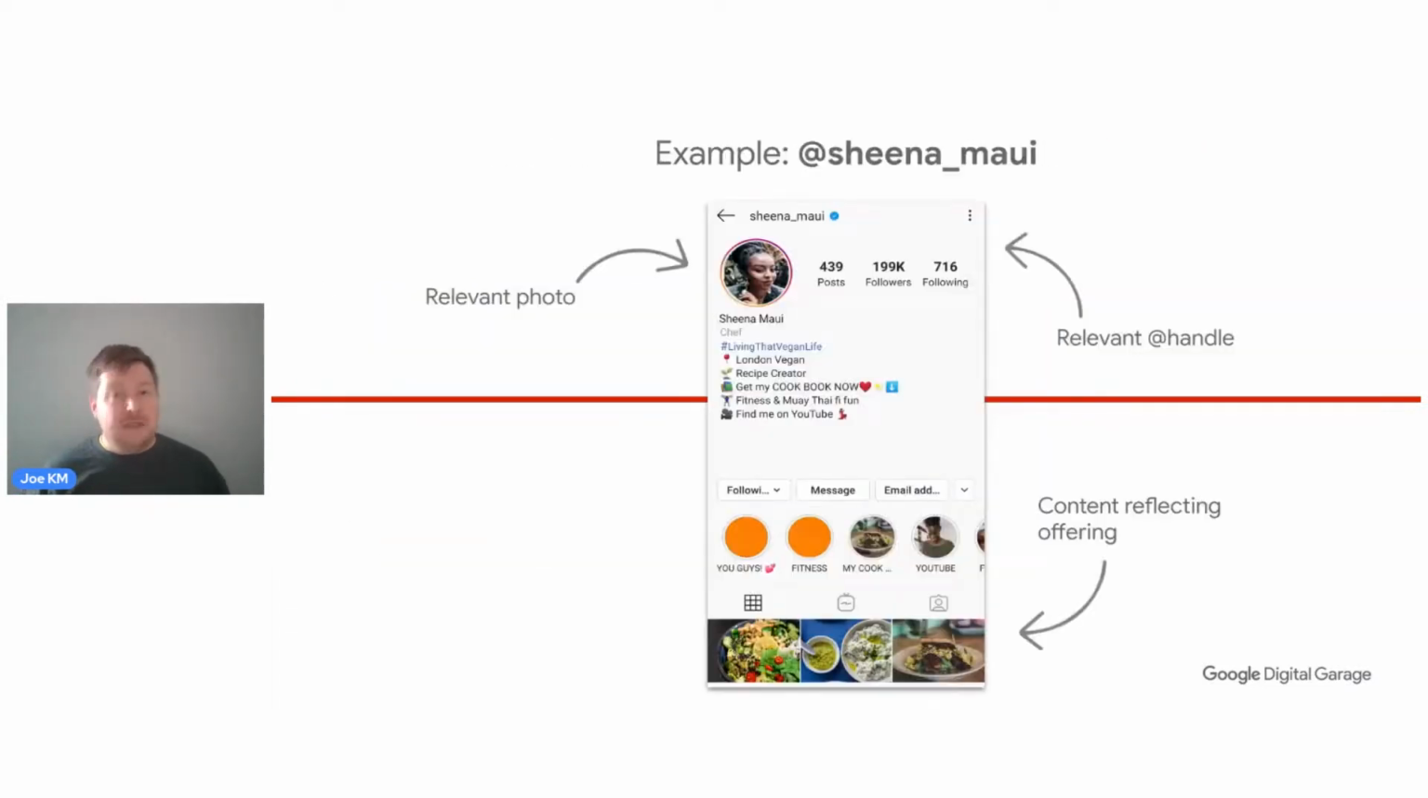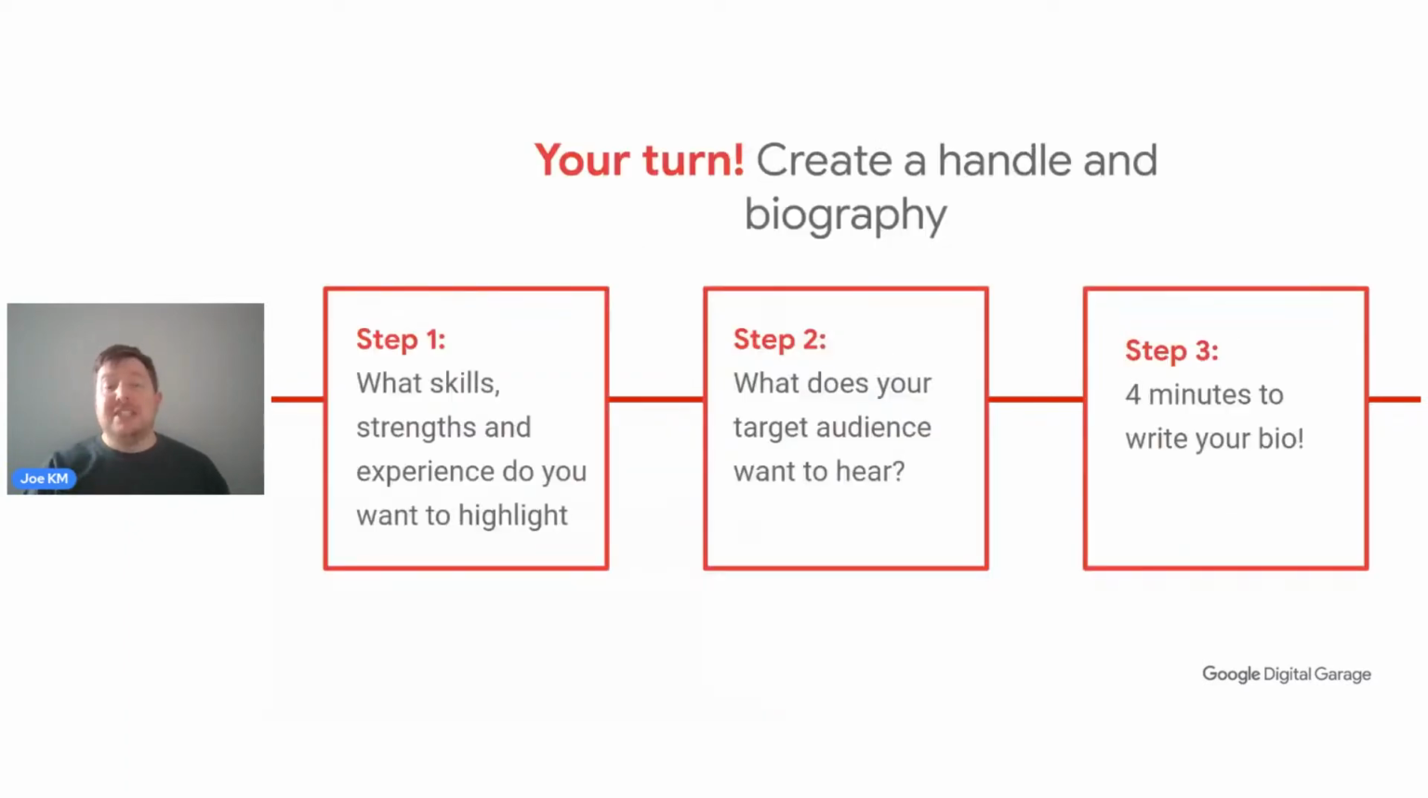So we talked about this with Fatima. We can see here, not Fatima, Sheena, sorry. We've got London vegan, recipe creator, get my cookbook now, and fitness. Find me on YouTube. She's put out all of her ideas here on the table so that people can see it. What does your target audience want to hear?